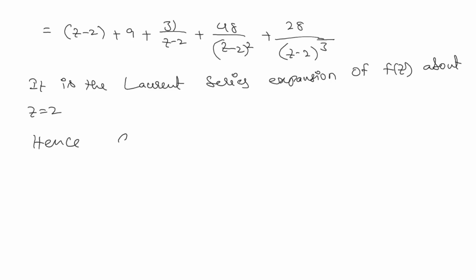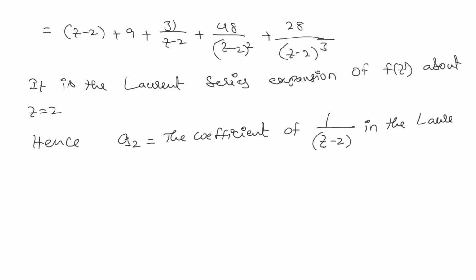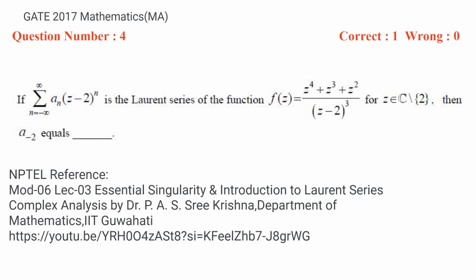Hence, a minus 2, that is the coefficient of the term 1 divided by (z minus 2) whole square in the Laurent series, is given as 48. And the answer is 48.